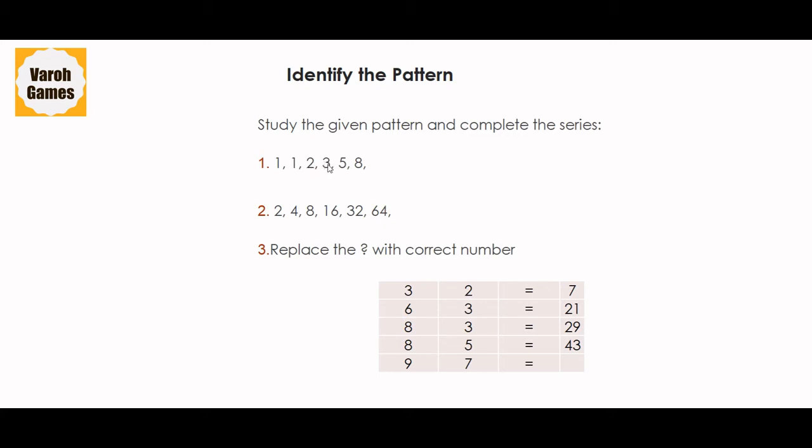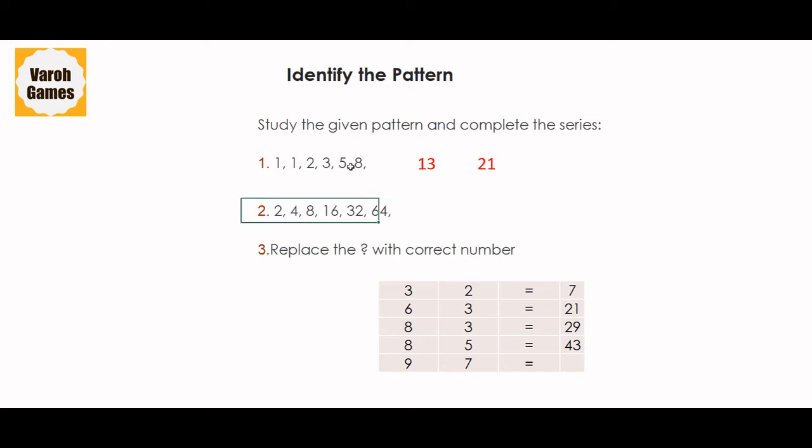So this pattern is working. Let's check with this one. 5. So the two numbers prior to it were 3 and 2, and 3 plus 2 is 5. Yes, so we have identified our pattern. So for 8 it was 5 plus 3. So for our next number it should be 8 plus 5 which is 13. So our number is 13. And our next number in the series should be 13 plus 8 which is 21. So we have solved this series. It was easy, just adding up the previous two numbers.